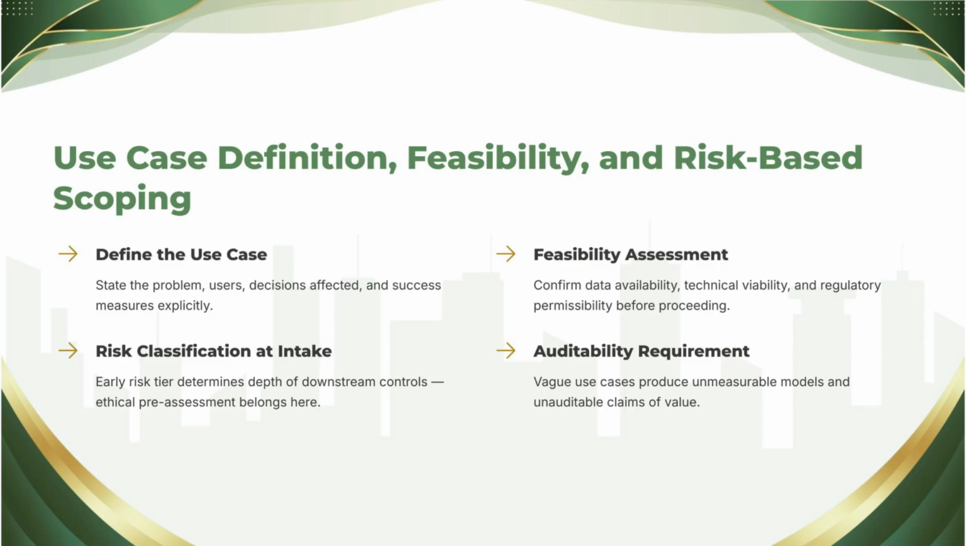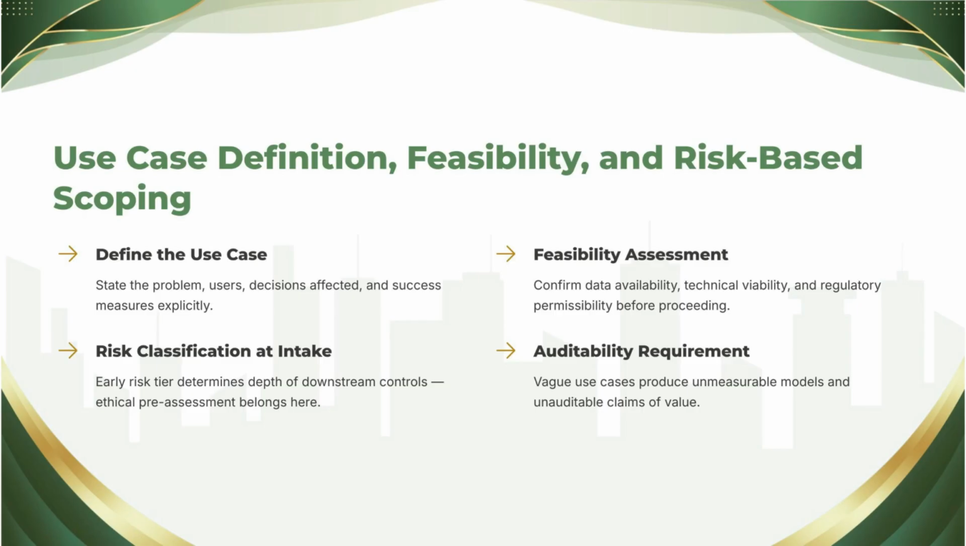And organizational feasibility, my favorite. Will the humans in the process actually use this well? A brilliant model that loan officers distrust or overtrust, remember automation bias, delivers nothing or worse.